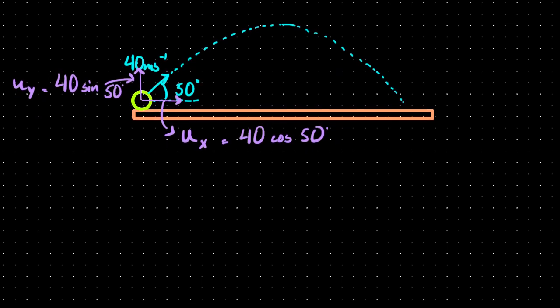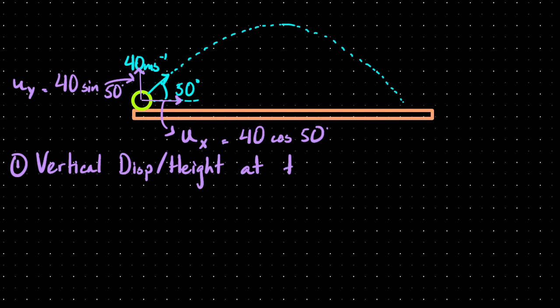So for example, let's say the first part says that we have to find the vertical displacement, and other questions may also just call it the height at a certain time. Let's say that this is at this time, so at t equals 2 seconds, right? What is the value of the vertical displacement at this time?